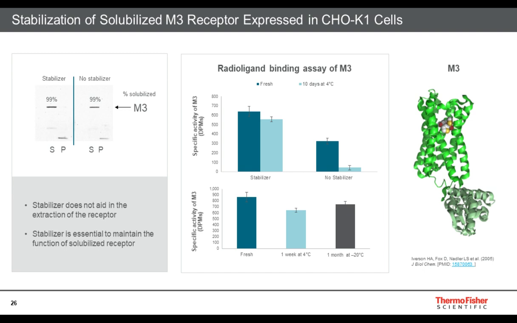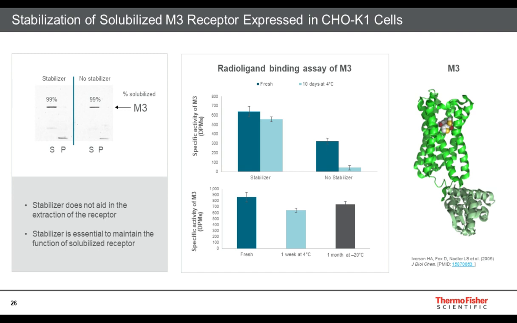Our first trial was with the M3 receptor. In the left panel, the Western blot shows 99% of the receptor expressed in CHO K1 cells was solubilized using the GPCR extraction reagent, both with and without the stabilizing component. This shows that the stabilizer itself does not aid in extraction, but looking at the activity data in the middle panel, you can see that the initial binding activity is about 2-fold higher when the stabilizer is present during the initial extraction. So if you look at the dark bars in the middle top graph.